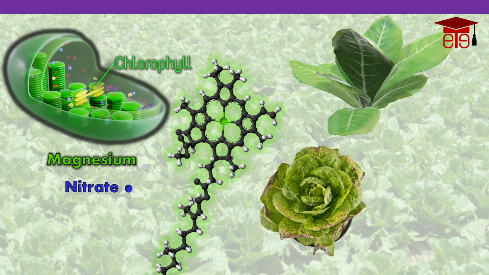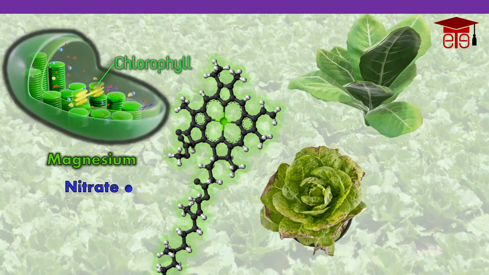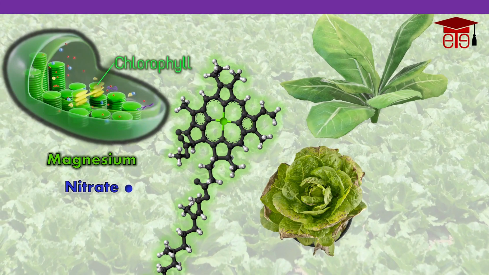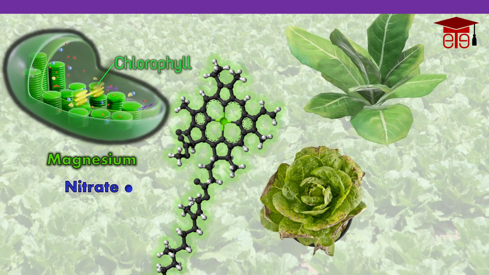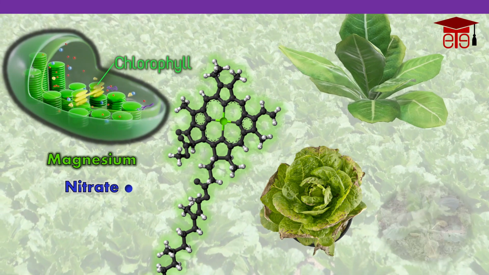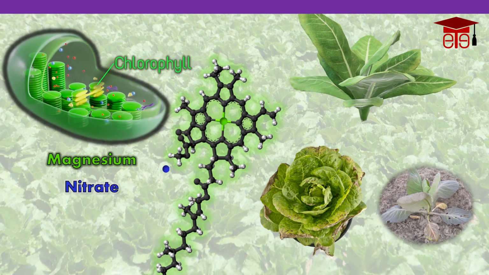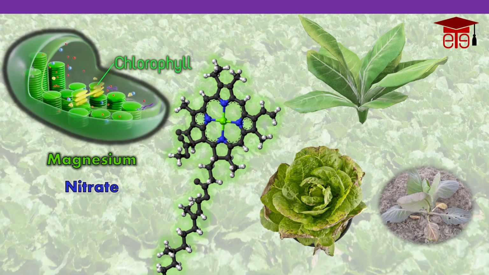Nitrate contains nitrogen atoms. These are needed so that the plant can convert carbohydrates to proteins. Proteins are essential for making new cells so that the plant can grow well. Without enough nitrogen, leaves die and the plant stays small. Nitrogen is also needed to make chlorophyll.